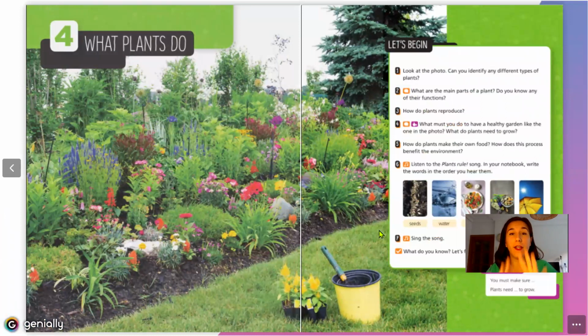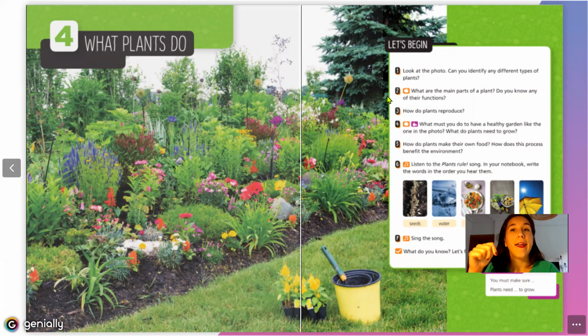We go again to the pages of your book. So you have to do exercise number one that says, look at the photo. Can you identify any different types of plants? Remember that we spoke about three different types of plants: grass, bush, tree. Those are the three types of plants. You can go back in the video and look for them again.